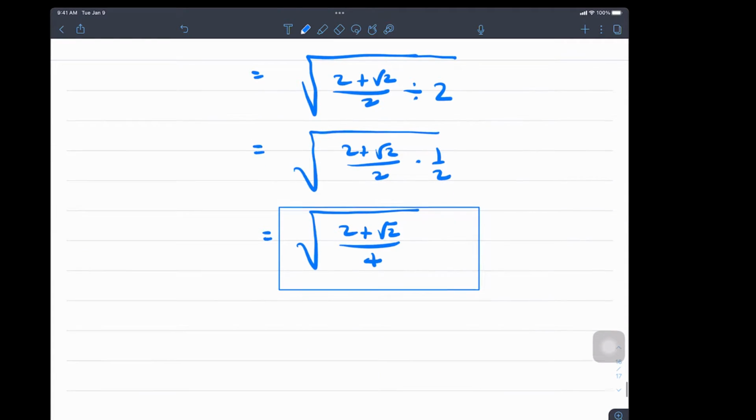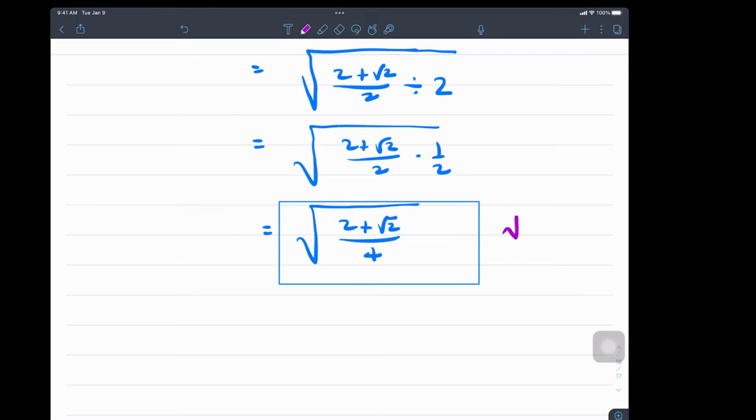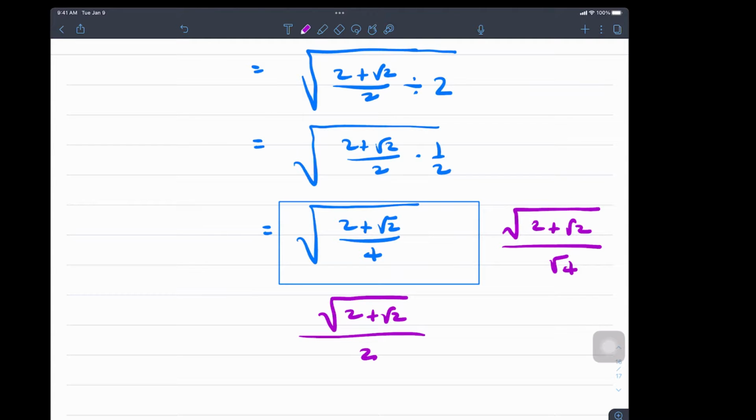Yeah, you can. And sometimes people say, hey, wait a minute, I'm going to do the square root of a numerator over the square root of a denominator, square root of 4, which will be 2. So 2 plus square root of 2, everything over 2. And there you go.